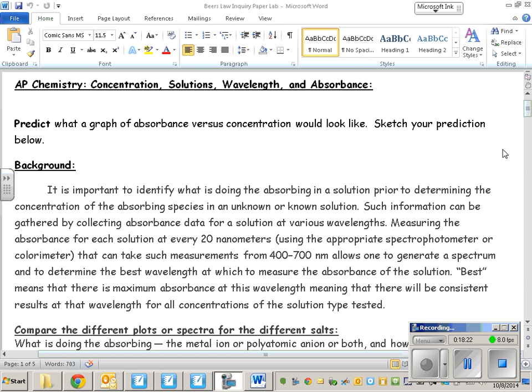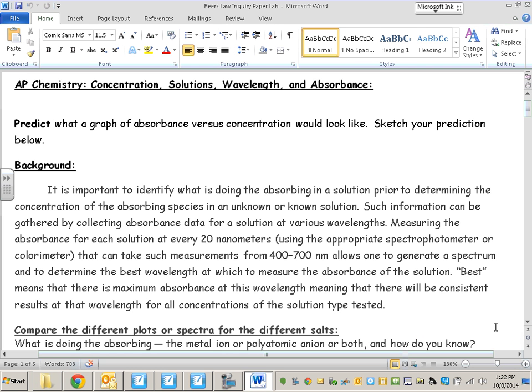Okay, so on this right here, we have to be able to relate Beer's law. I'm going to write on the board. Write this down for me. Okay, that's your sheet. That's the most brief version of this lab I can make. So you can see we're comparing concentration, solutions, wavelength, and absorbance.